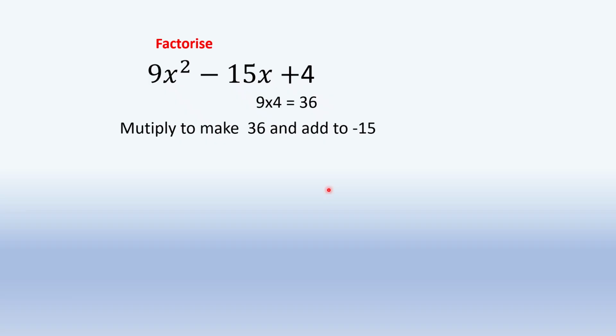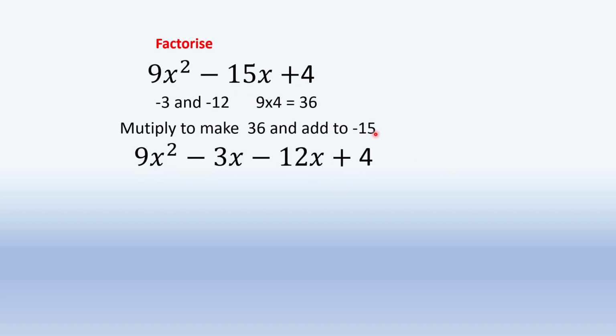Multiply to 36 and add to -15. It's -12 and -3, isn't it? If you can't find them, just write all the factors of 36 and then trace them one by one. So for now I know it's -3 and -12. Because -3 times -12 is +36. -3 plus -12 is -15.